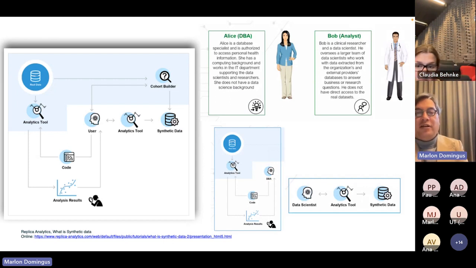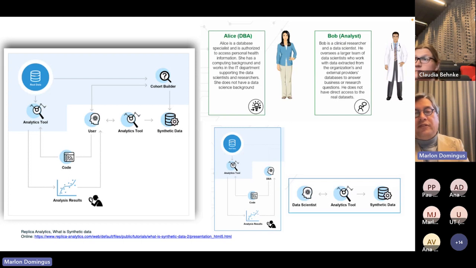You have Alice. She is the data owner. She has authorized, legitimate access to a database. And you have Bob, the analyst, who does not have legal access to the database. So this is what happens when patient data is protected. Here we have health data, for instance, that is not accessible for research purposes because it was not collected for research purposes, and health data is protected for other purposes.